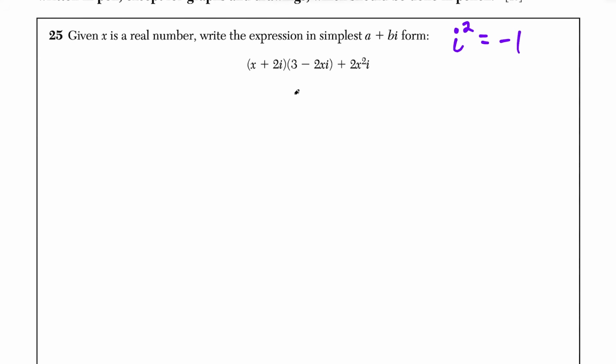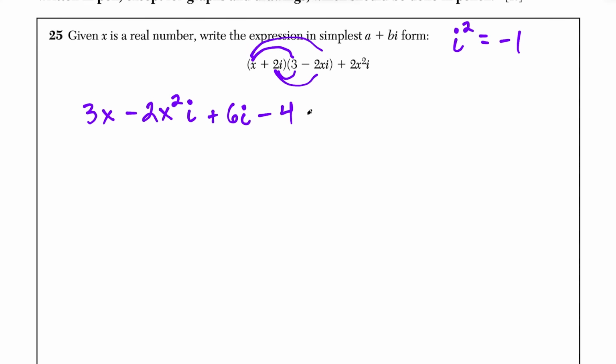So now we're going to expand this product, but we have to keep this part in mind. We have x times 3 first is 3x, and then we have x times minus 2xi. So we're going to have minus, and when I do x times x, I get x squared, so we're going to have 2x squared i. And then next, we're going to distribute the 2i. 2i times 3 is 6i. And then after this, we're going to have 2i times minus 2xi. So 2 times -2 is -4.